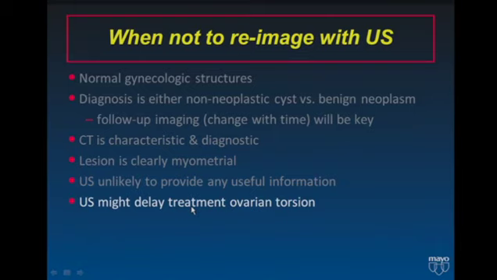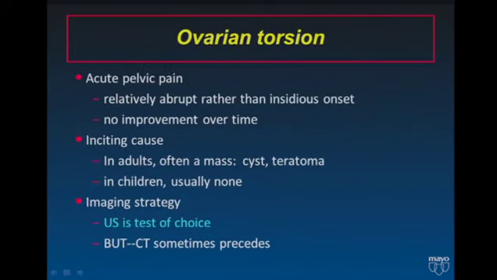The other clinical scenario where I think reimaging with ultrasound adds no value is when ultrasound might delay treatment of ovarian torsion. Now, ovarian torsion occurs as a syndrome where patients have acute onset of pelvic pain. This pain is typically relatively abrupt in onset and not insidious, and it's not getting better over time, as compared to a physiologic cyst with hemorrhage that can be somewhat insidious, then lead to an abrupt pain cycle that improves.